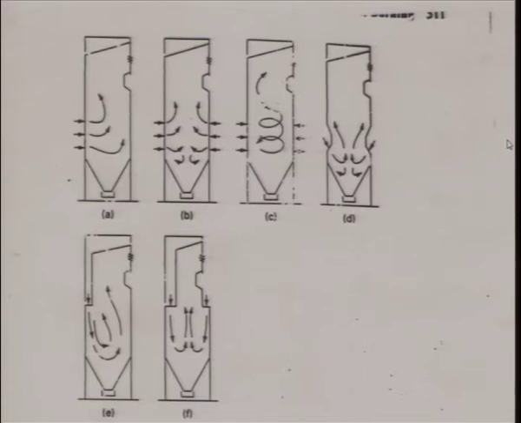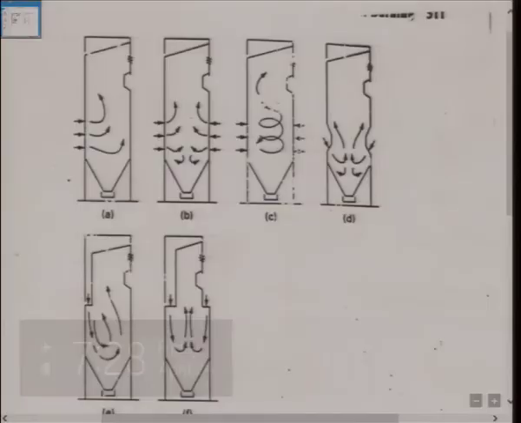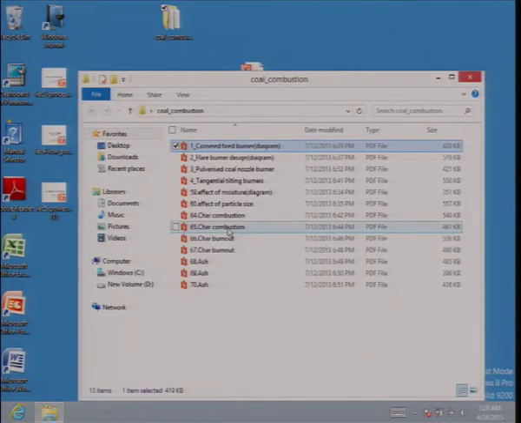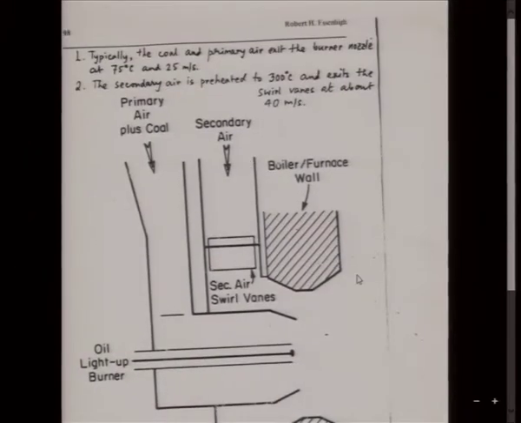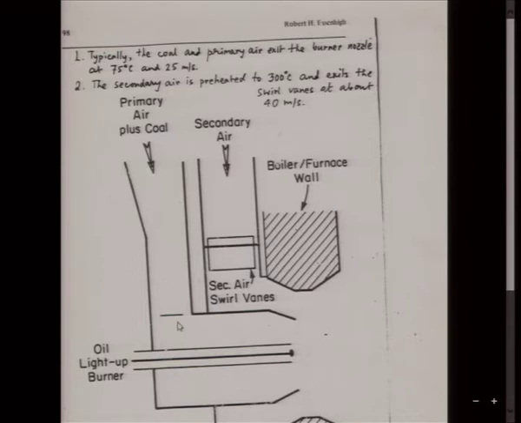Now here what are we trying to do? We're trying to see what are the various configurations possible, and the most important configuration as of today is this tangential firing situation, right? Is there something else also possible? Yeah. Even this sort of burner is possible, but this is less used, where we use primary air plus coal through this nozzle and the secondary air with some swirl.